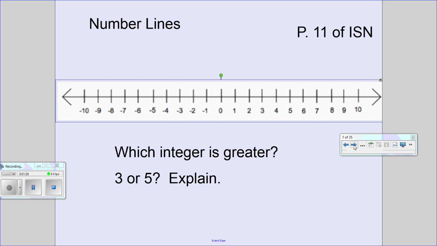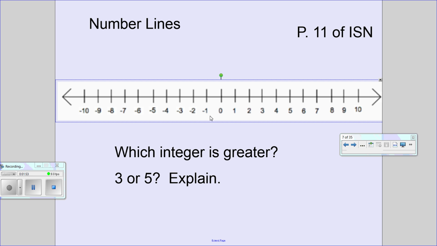So for number lines, you are going to be given different types of number lines. And in this number line, as you can tell, they're all integers. How do I know they're integers? Integers are whole numbers and their opposites, including 0. Again, whole numbers are 0, 1, 2, 3, 4, 5, 6, 7, 8, 9, 10, positive. Integers include their opposites, which are negative, and 0.